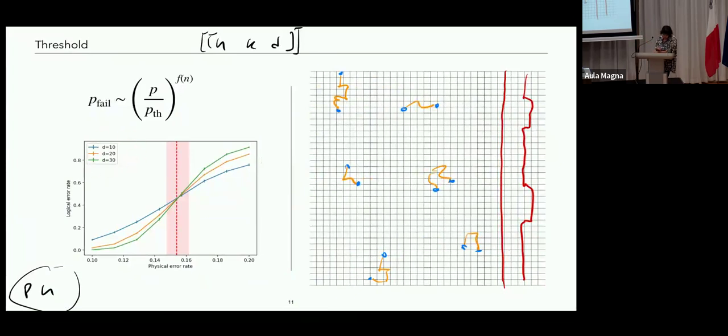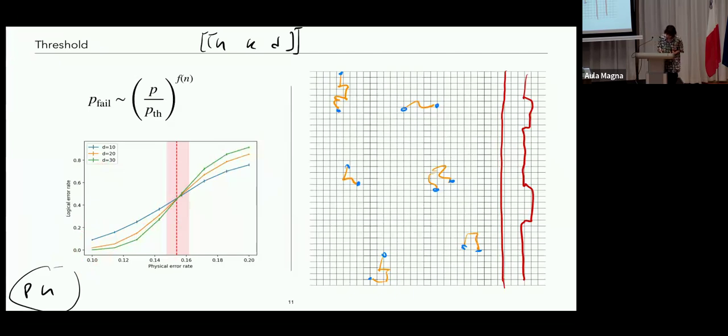They say that a code family has a threshold if, below some crossing point, as you can see on the left-hand side, the bigger the system (d equals 30 means that you are bigger), the lower the error rate. Logical error rate is the probability of failure of the decoder. And above the threshold, if you increase the system, things get worse.